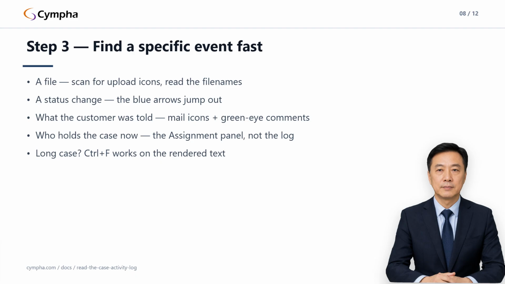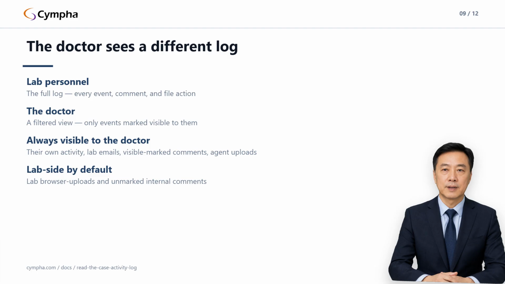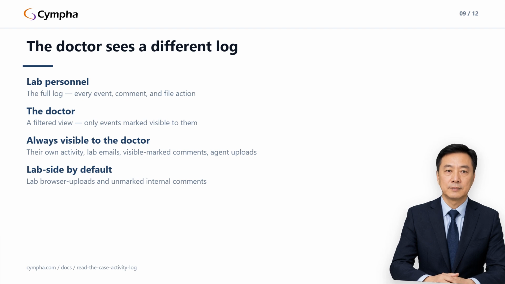In practice, that means comments the lab explicitly marked visible to customer, emails the lab sent them, rendered as a message from the lab, everything the doctor themselves did on the case, and file uploads that arrive through a desktop agent, plus the doctor's own uploads. Those agent uploads matter. When a review file arrives via the agent and triggers an approval request, the doctor can see the upload that caused it. Lab browser uploads, by contrast, stay lab side by default. The split is intentional. The lab keeps frank internal notes on the case, while the doctor gets a clean record of everything that pertains to them.